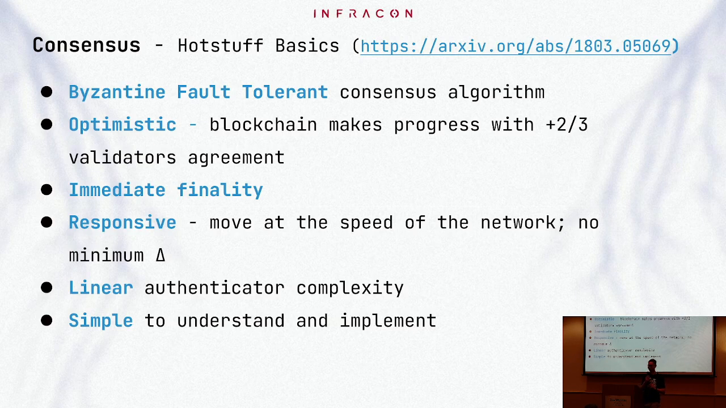Which was originally released in 2018, revised in 2019, and it's increasingly becoming one of the most widely adopted BFT algorithms out there. Now, it provides immediate finality. It needs two-thirds validator agreement, but the thing that makes it unique is its linear complexity, and having linear complexity and responsiveness, meaning it can move at the speed of the network, is what allows us to also keep it simple.